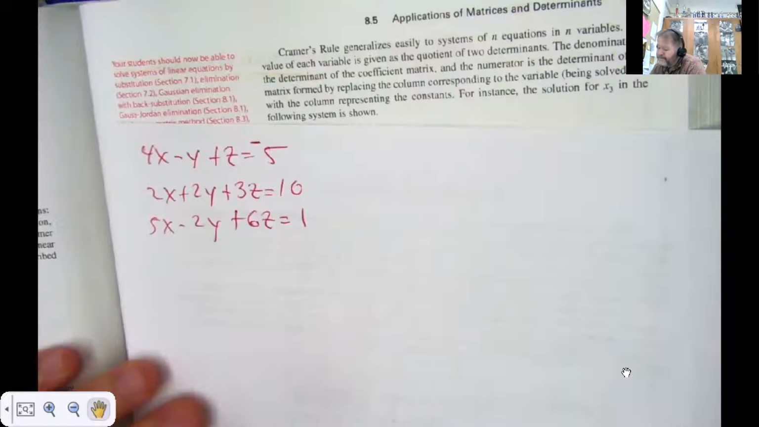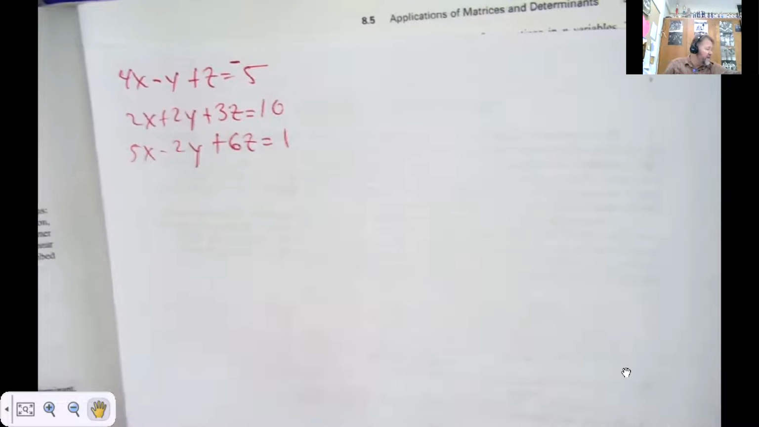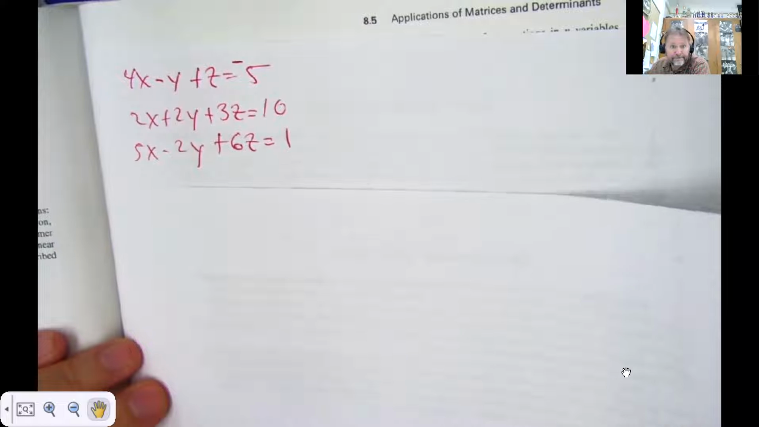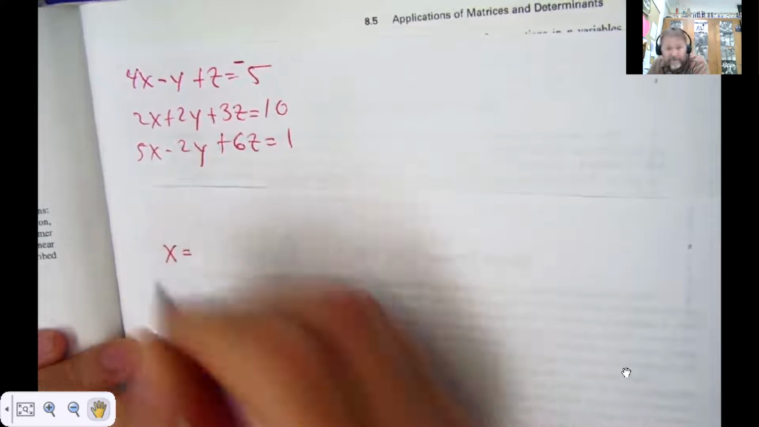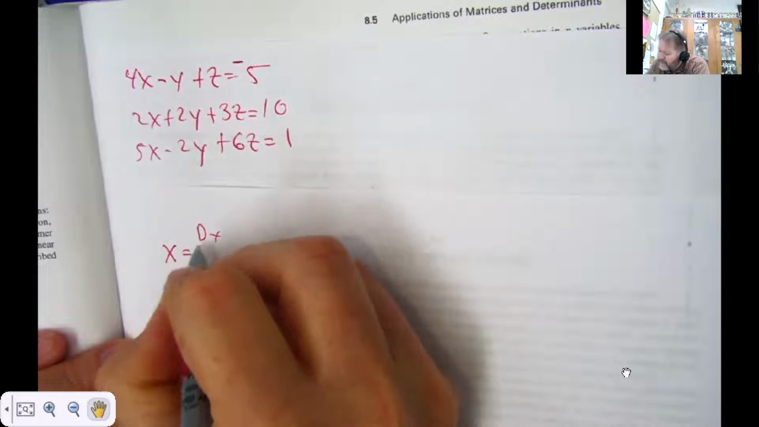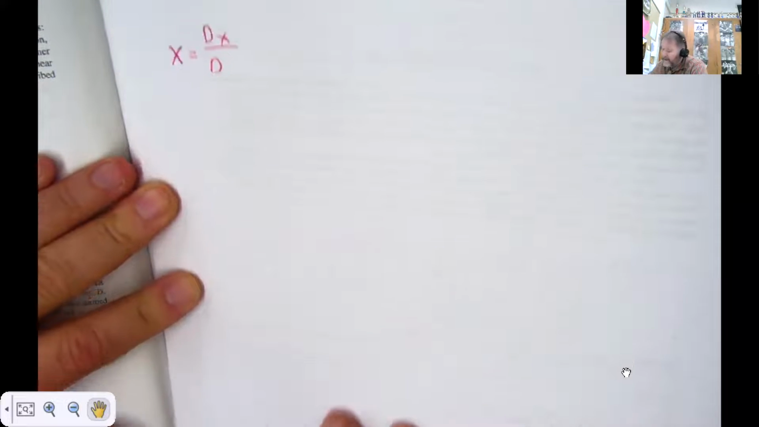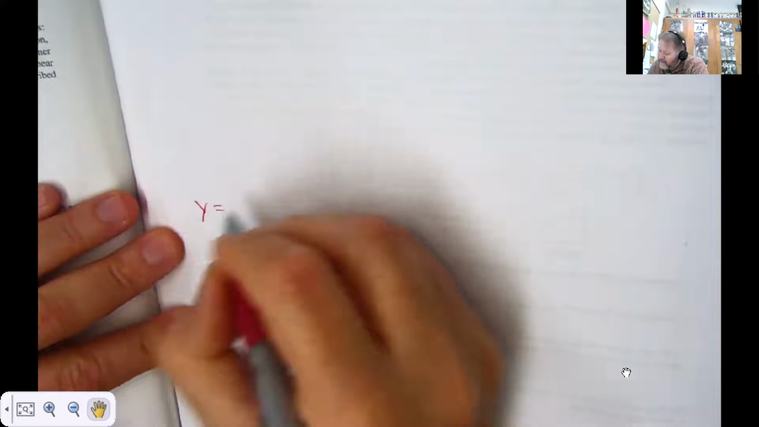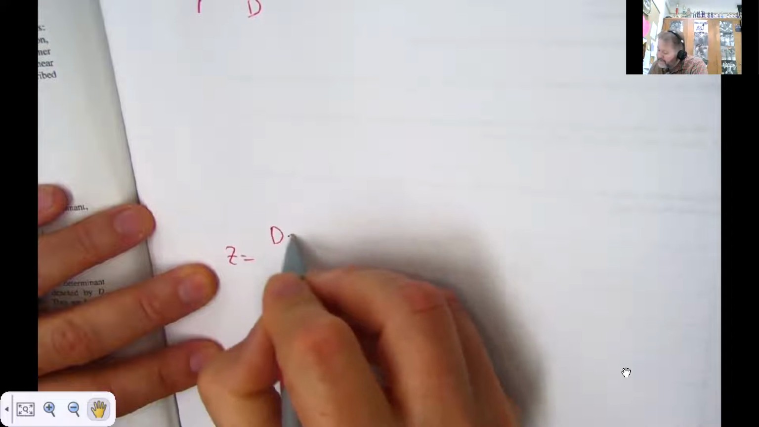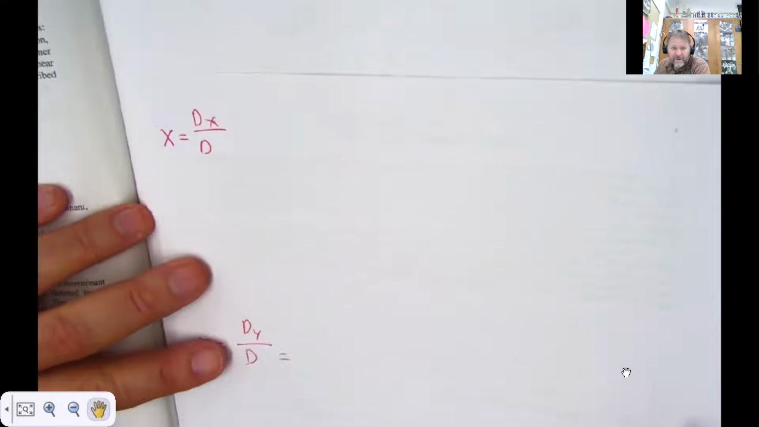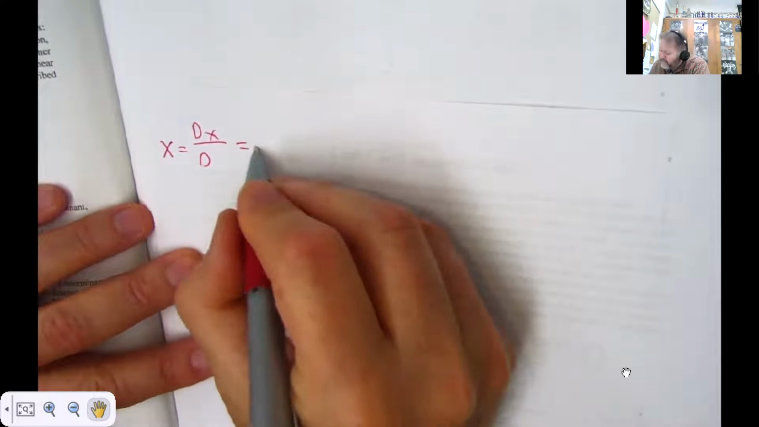All right, so here's the system. And I'm going to get a separate piece of paper because these take up a lot of real estate. Okay, here we go. So for the x variable, it's going to be d sub x over d. I'm just going to move down because I'm going to need a lot of room here. For the y variable, it's going to be equal to d sub y over d. And for the z variable, it's going to be d sub z over d. And we have to find each of these. Okay, let's go ahead and do d sub x over d first.